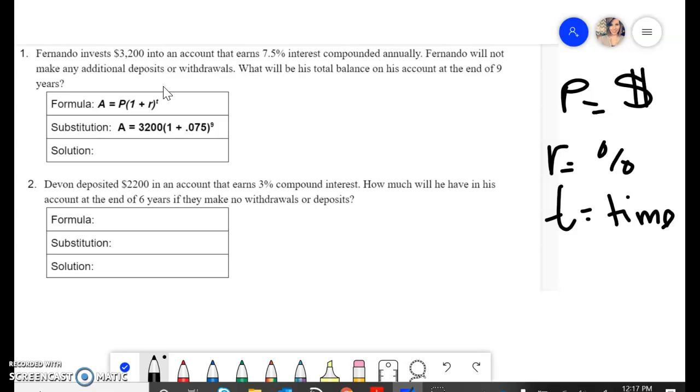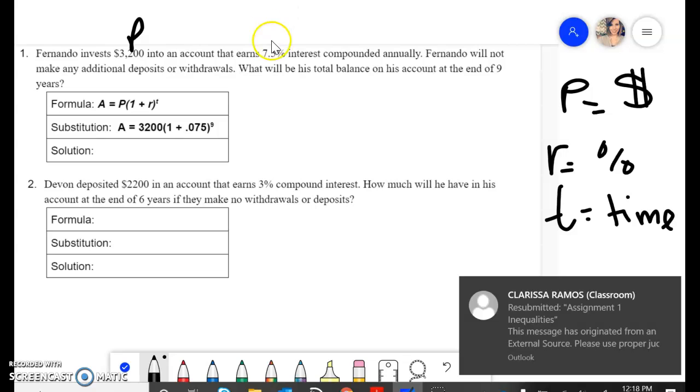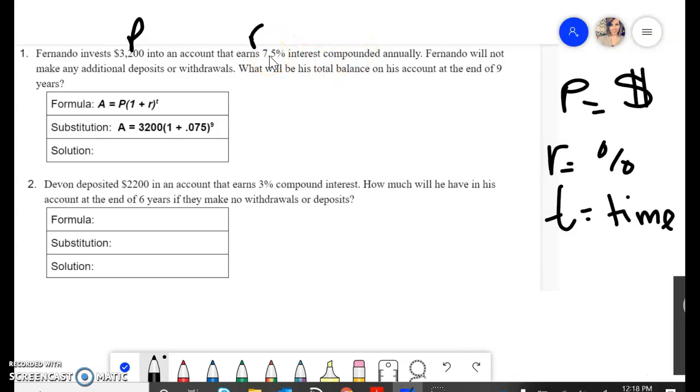So on our first question, we have Fernando invests $3,200 into an account, so there's your P, that earns 7.5% interest compounded annually. There's your R, or your percent. And Fernando will not make any additional deposits or withdrawals. What will be his total balance on his account at the end of 9 years? So there's your T.